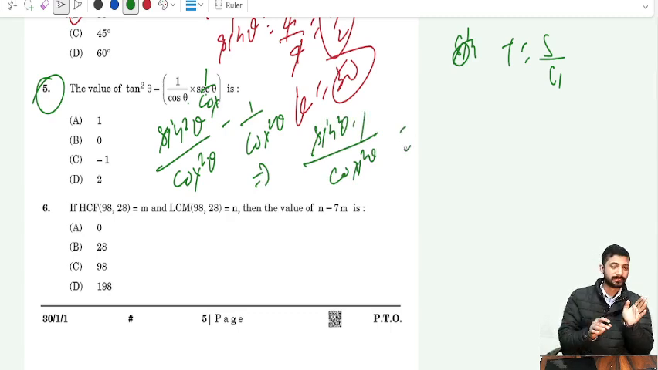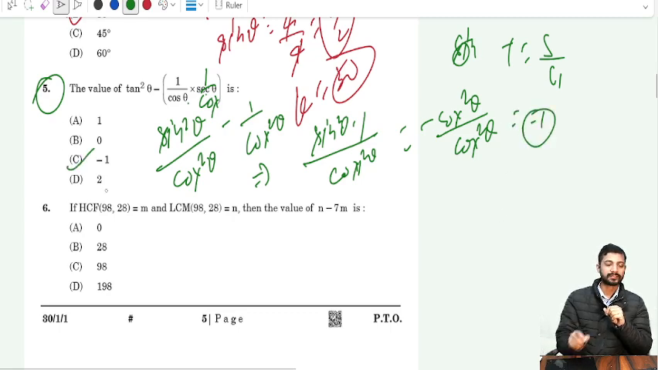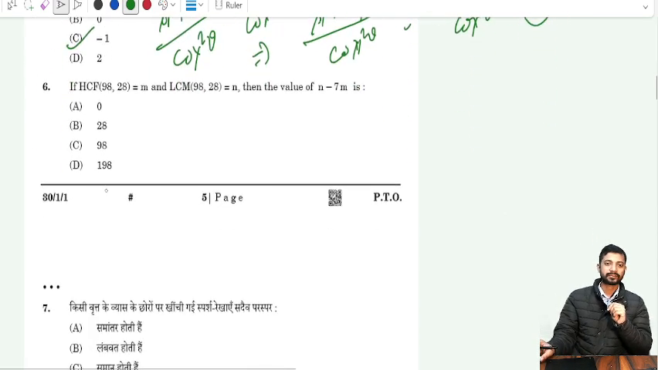Sine square theta plus cos square theta is 1. So sine square minus 1 gives you minus cos square theta. This is minus cos square theta upon cos square theta. If you do the calculation, this gives you minus 1. So the correct answer is minus 1, that is option number C. Next question. Here you are given the HCF and LCM of two numbers, 98 and 28. HCF is M, LCM is N.